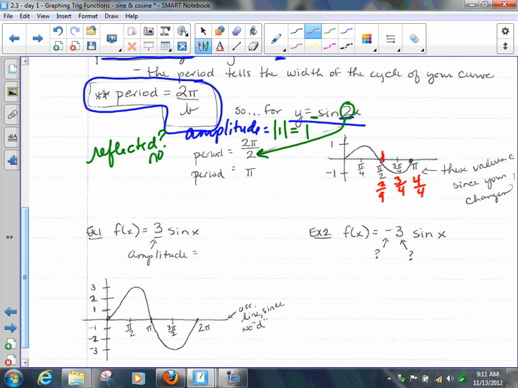These values change since your period changes. I don't know if that's in your notes or not. It's on my paper, but I don't know that it's on yours. It's okay.